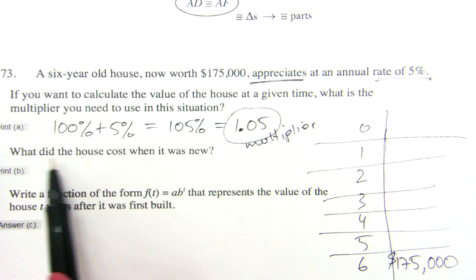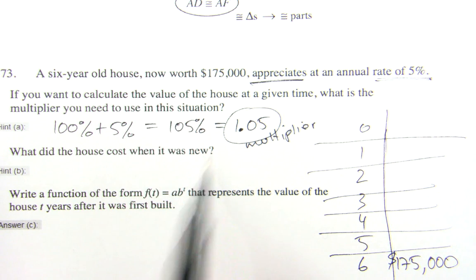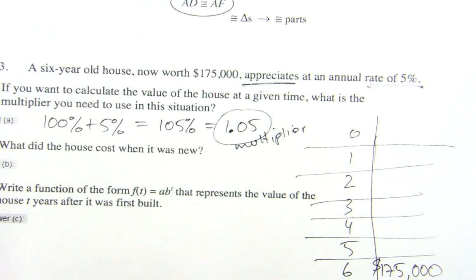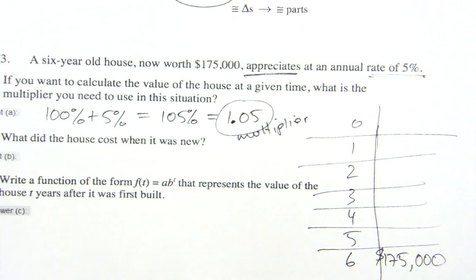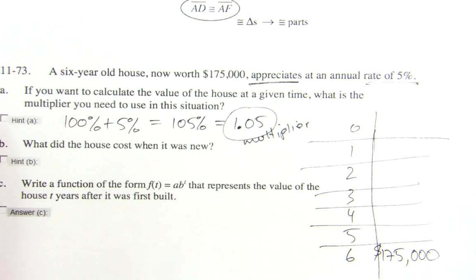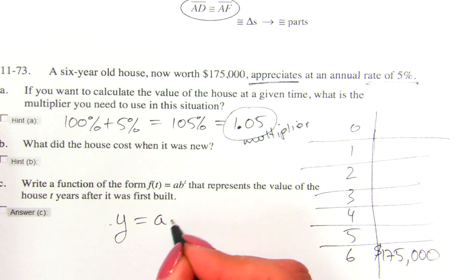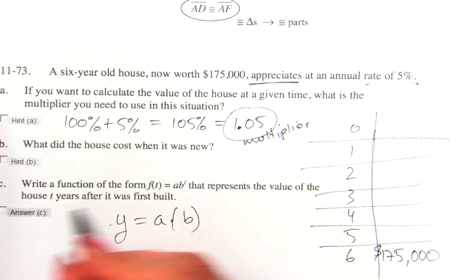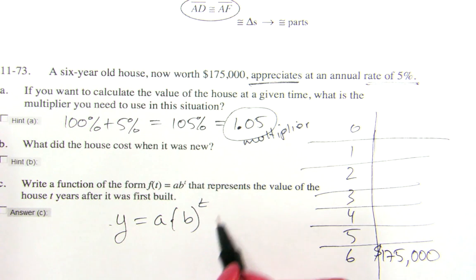What did the house cost when it was new? Well, I guess we got to go backwards. No, we can figure this out. Oh, this would be perfect. We could totally figure this out. So basically we need to get it in y equals a times b to the, I guess t, because it wants us to use t.